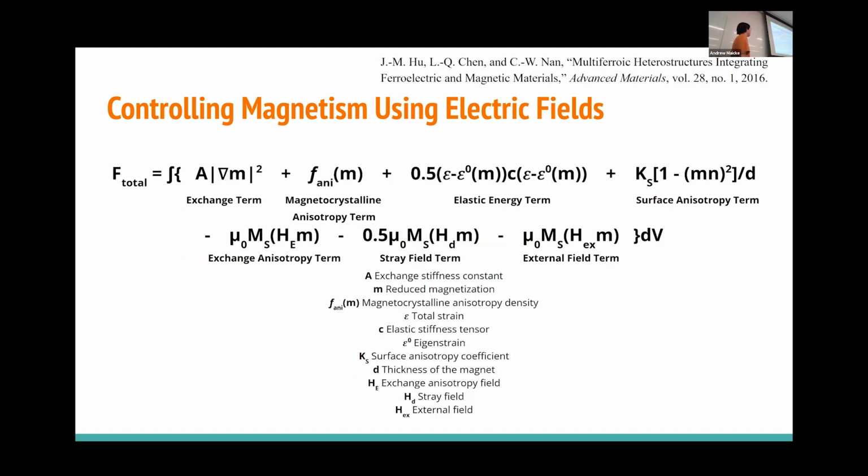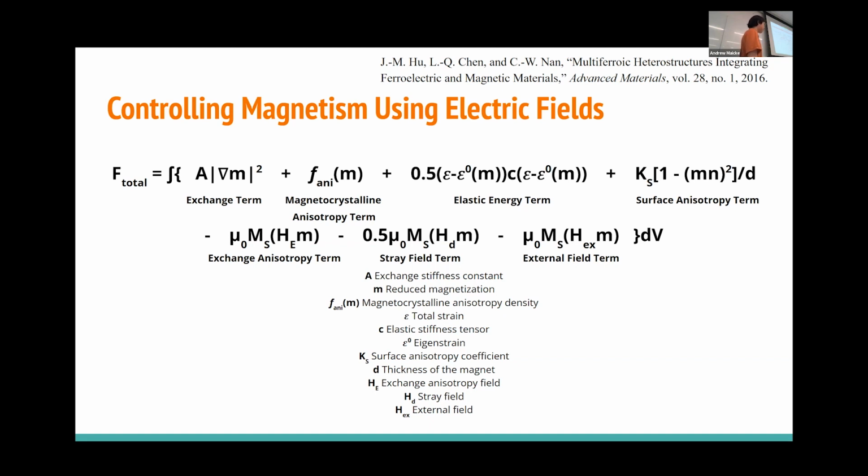And to understand how electric fields can control the magnetism, you really have to look at the total energy of a multiferroic system. So we have this pretty complicated equation, which shows that the energy comes from exchange interactions, magnetocrystalline anisotropy, elastic energy, surface anisotropy, exchange anisotropy, and stray fields and external fields. So by manipulating these different terms, you can induce the magnetization to change.